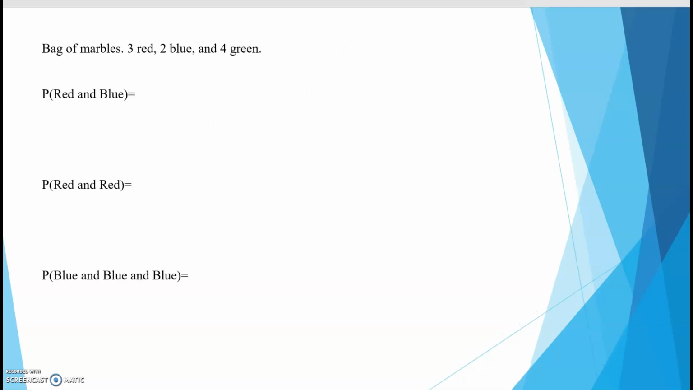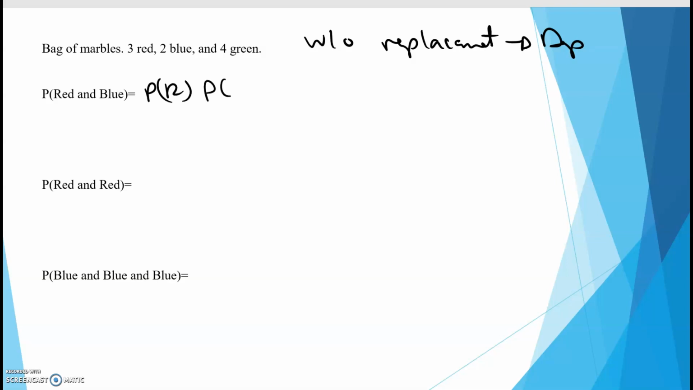Got a bag of marbles. There's 3 red, 2 blue, and 4 green in there. What's the probability of getting a red and then a blue? And we're going to say that this is without replacement. So this is going to be dependent. So probability of red times the probability of blue given I've already got a red marble, didn't put it back. And I've got 3 red out of 9 marbles. Take that marble out, I have 2 blues out of 8 marbles. So that'll give me 1 over 12.